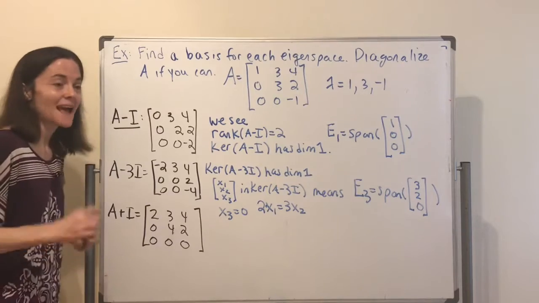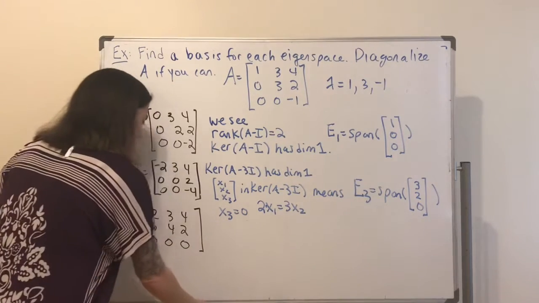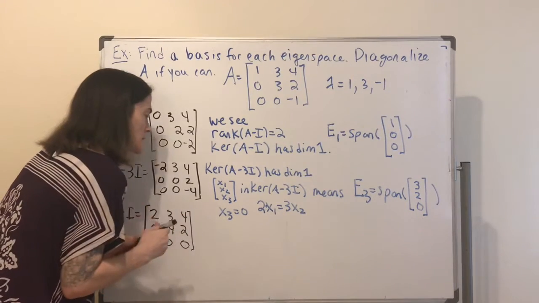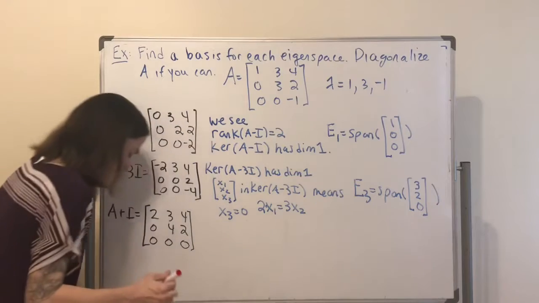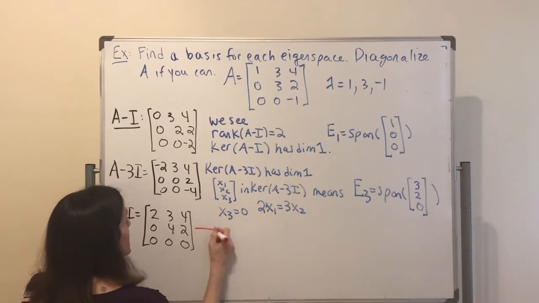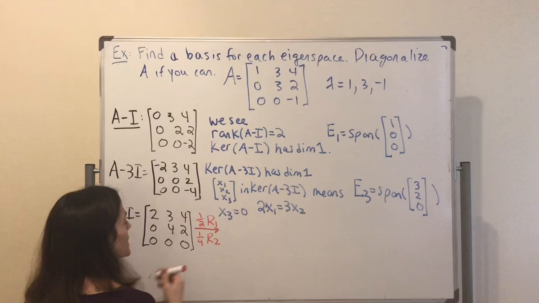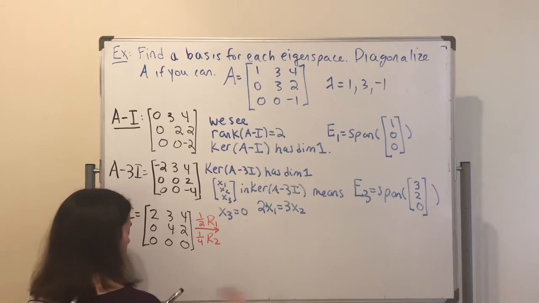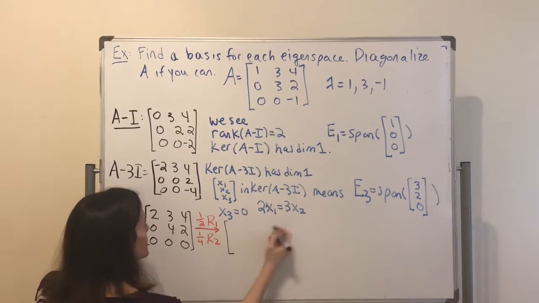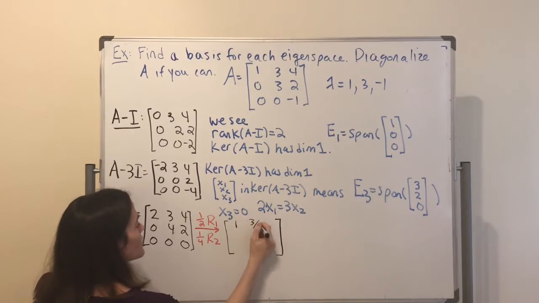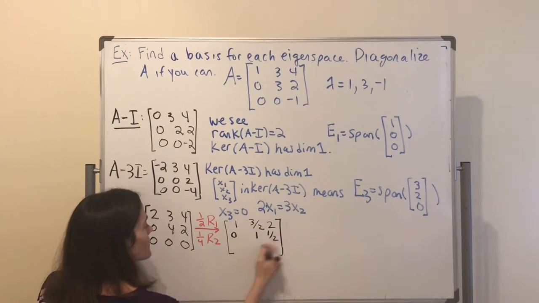On this matrix, I think I will reduce it to reduced row echelon form because it'll make my life a little bit easier. Okay, here we go. I will do two steps at once. I'm going to take 1/4 row 2 and I'm going to take 1/2 row 1 because they don't interfere with each other. So I'm going to make this one and this one. I get 1, 3/2, 2. I get 0, 1, 1/2.